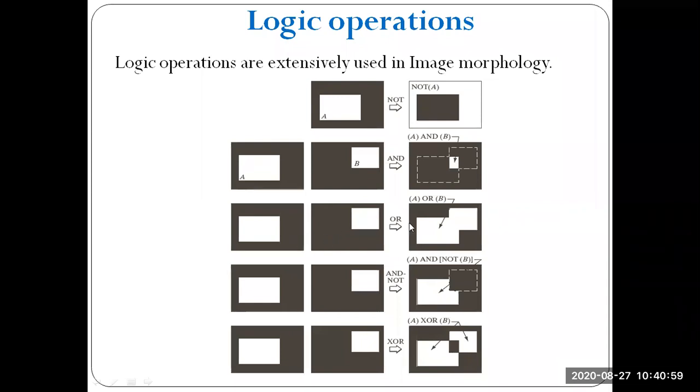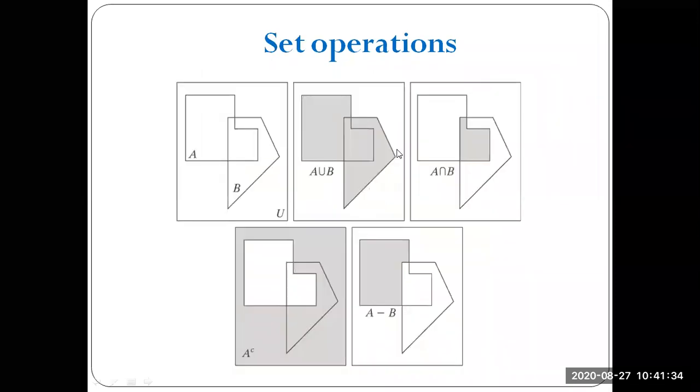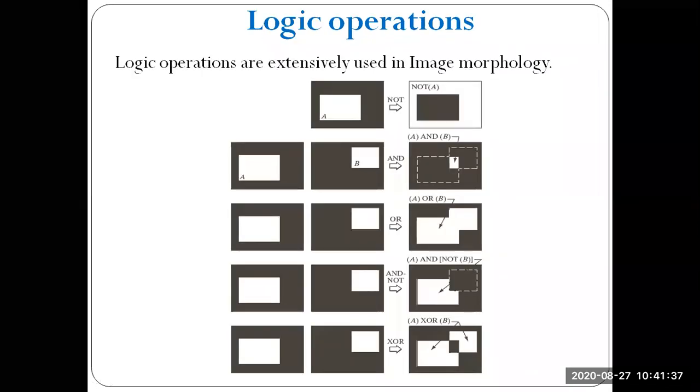Similarly, here also the OR operation. OR means logical addition, whereas AND is logical multiplication. In logical addition you are adding A and B, so the entire combined part is white and the remaining part becomes black. Similarly NOT AND means NAND operation, and similarly there is XOR operation. So these are the logical operations we have performed. These are set operations, these are logical operations.